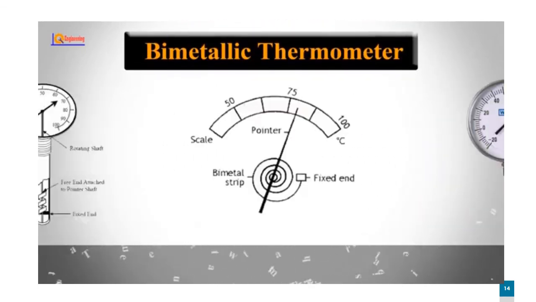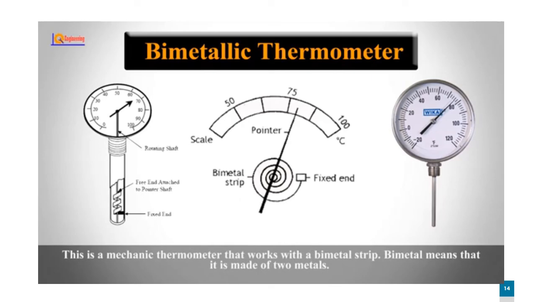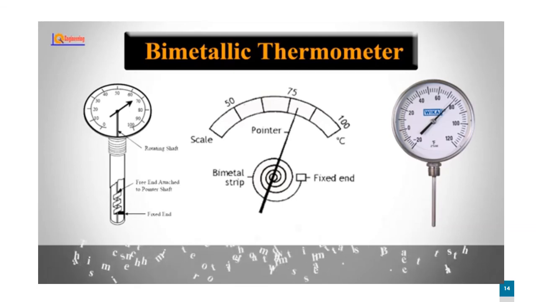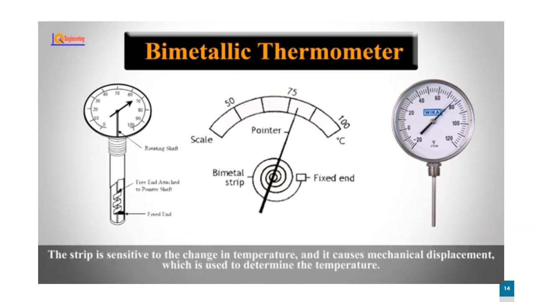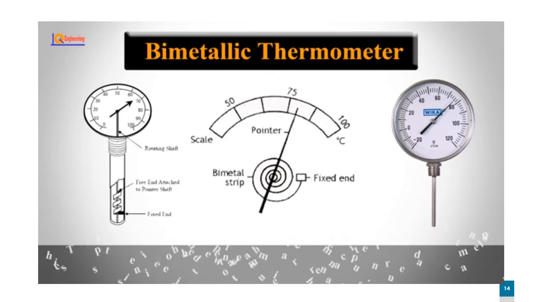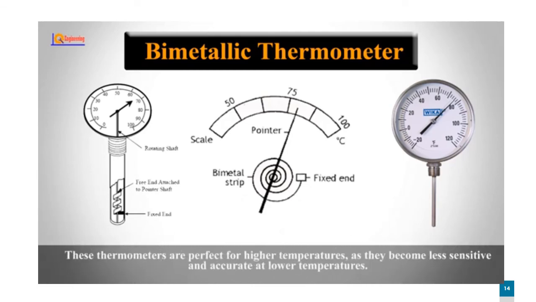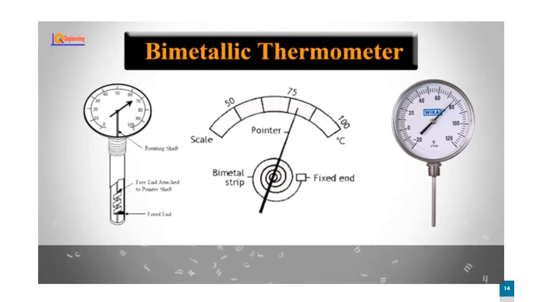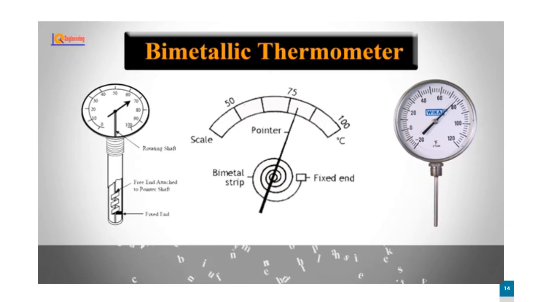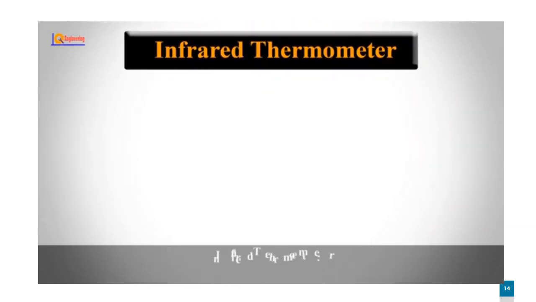Bimetallic thermometer. This is a mechanical thermometer that works with a bimetal strip. Bimetal means that it is made of two metals. The strip is sensitive to the change in temperature and it causes mechanical displacement, which is used to determine the temperature. These thermometers are perfect for higher temperatures as they become less sensitive and accurate at lower temperatures. They can be found in many household appliances like stoves.